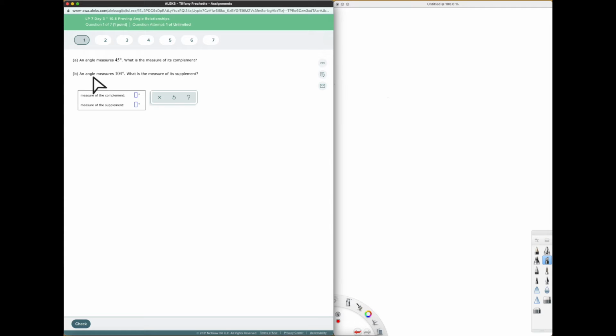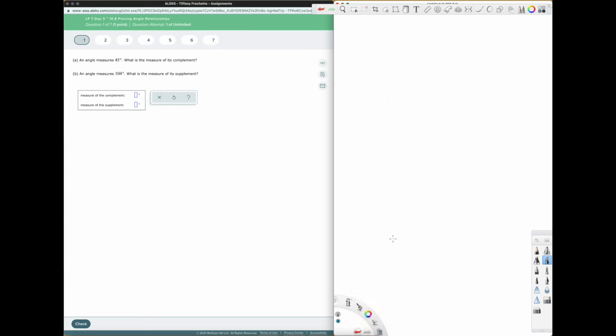All right, so let's go ahead and get started over here. And I'm going to change the color because I don't like the red. So it says an angle measures 45 degrees. What is the measure of its complement? An angle measures 104 degrees. What is the measure of its supplement? So we have some definitions here. We need to know what complement and supplement mean.